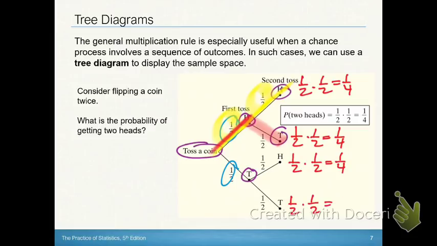Now, one way for you to quickly check your work is to check to make sure that these final possibilities, that all of those probabilities add up to 1. That's a way to make sure that you haven't made any mistakes.